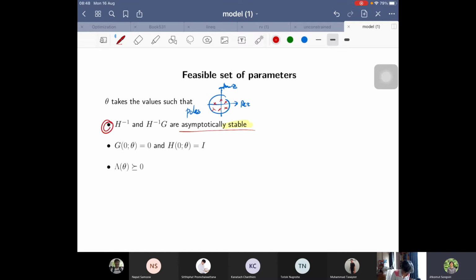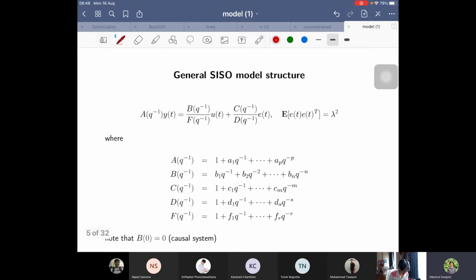For the first one, we will have an explanation to support why we require these two when we talk about the use of the model for prediction.